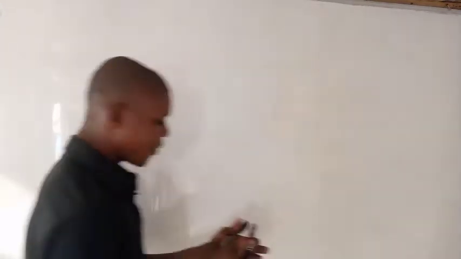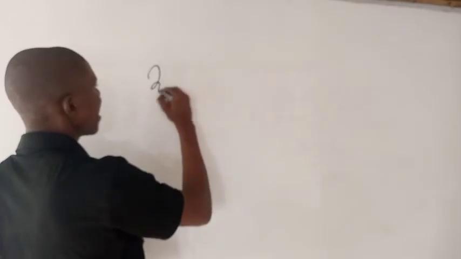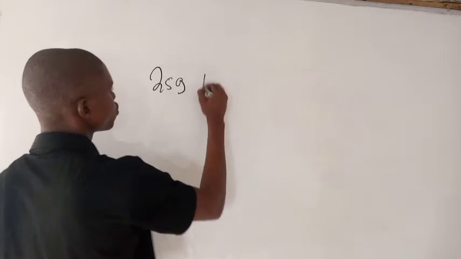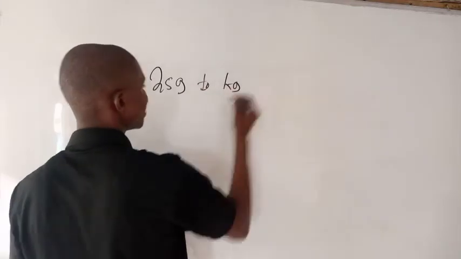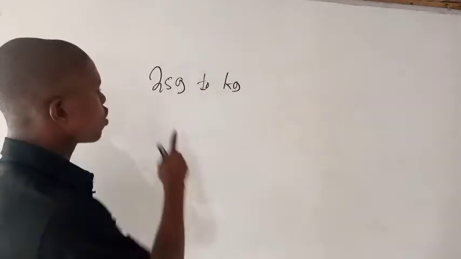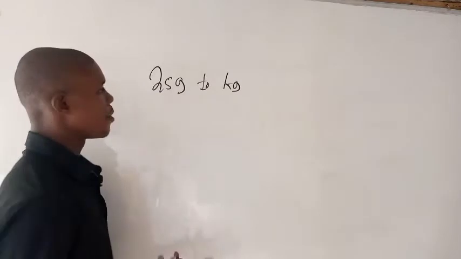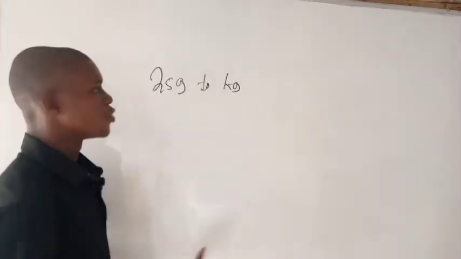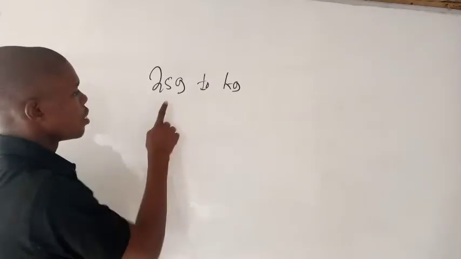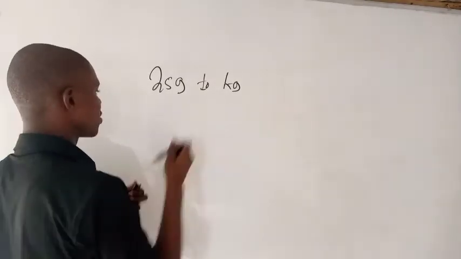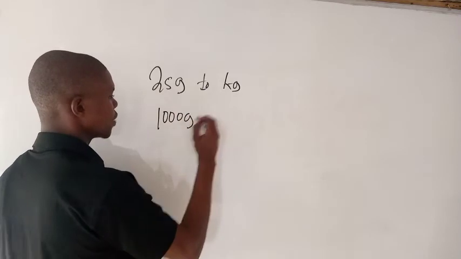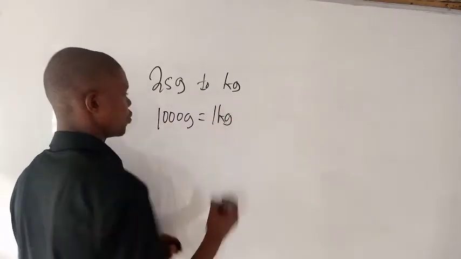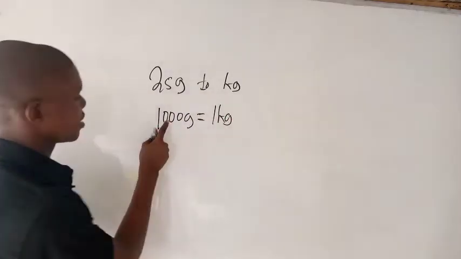If, for example, you are being asked to convert 25 gram to kilogram, let's take this simple one. How do you convert from 25 gram to kilogram? First you have to know the relationship between gram and kilogram. We already know that 1000 gram equals 1 kilogram. This is the unit relationship between gram and kilogram.